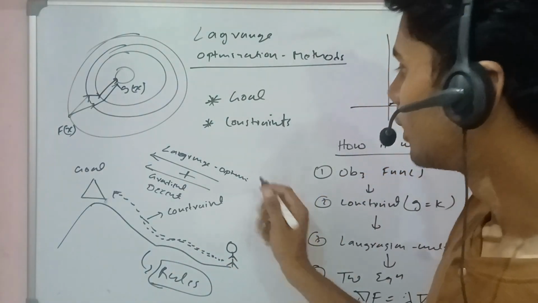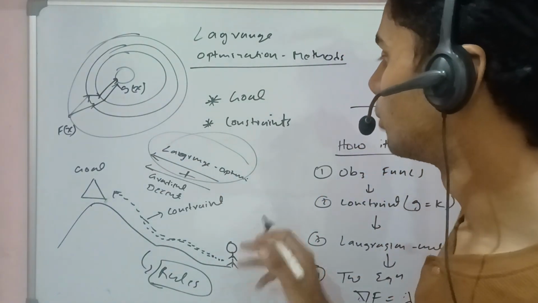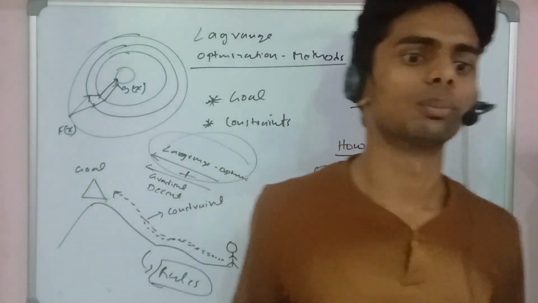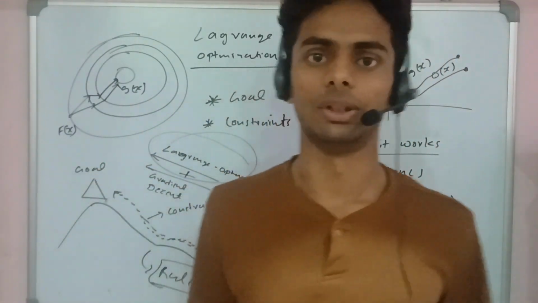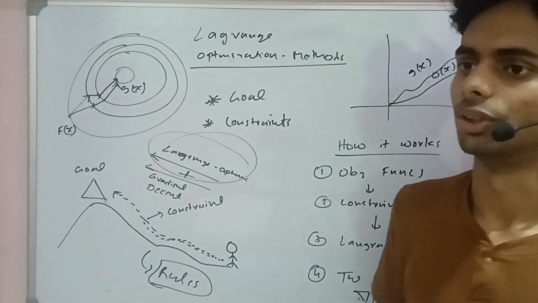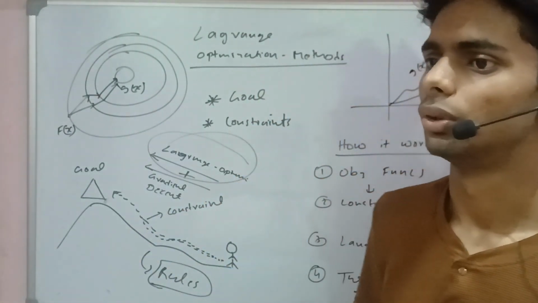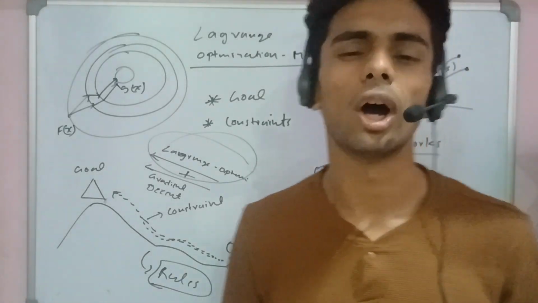But when we're talking about Lagrangian, the Lagrange is all about the rule book. Why do Lagrangians matter? This is really important to understand. For example, when you are training your model, you have lots of constraints.